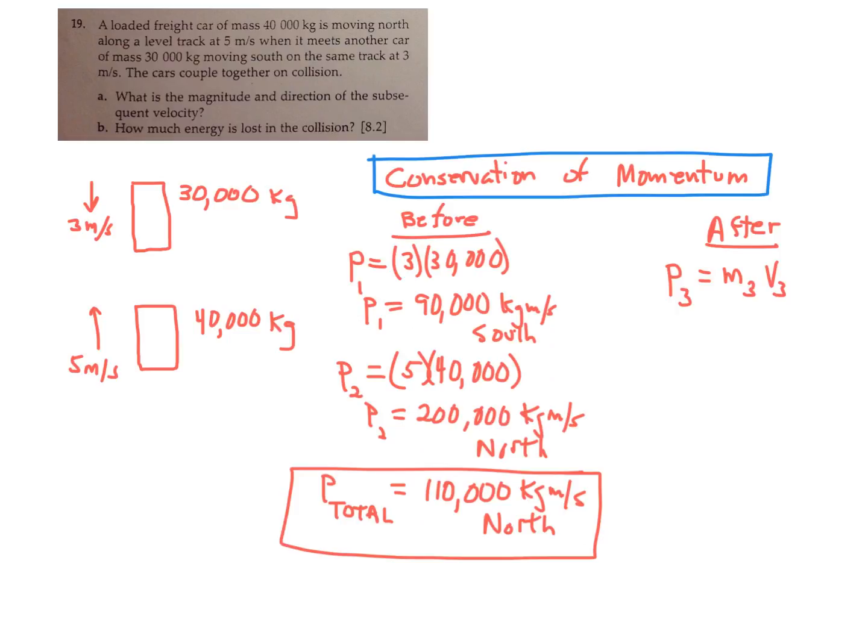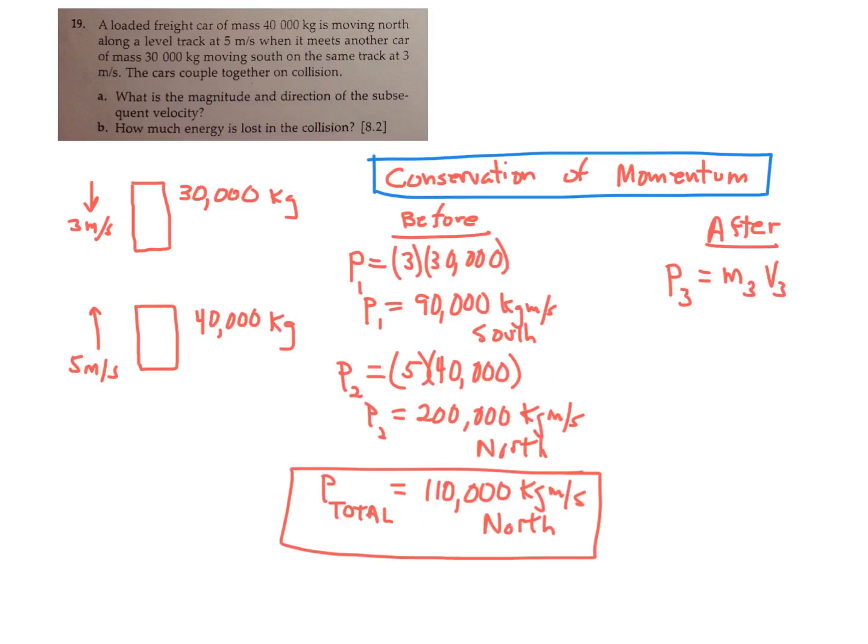Technically, you could call the 90,000 negative, I guess, and the 200,000 positive. So if you want the north direction to be positive, you have a positive 110,000 kilogram meters per second. But the fact that I've stated north, I don't need to worry about positives and negatives. So that is what's conserved down here in this rectangle. That momentum cannot change for the system of two cars.